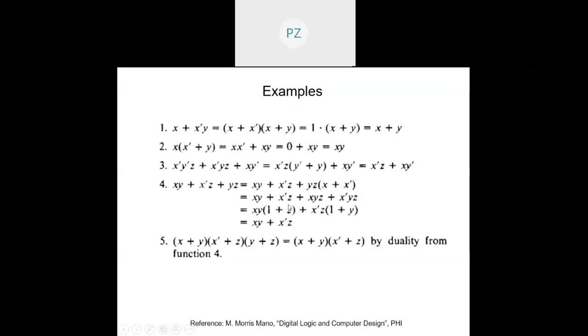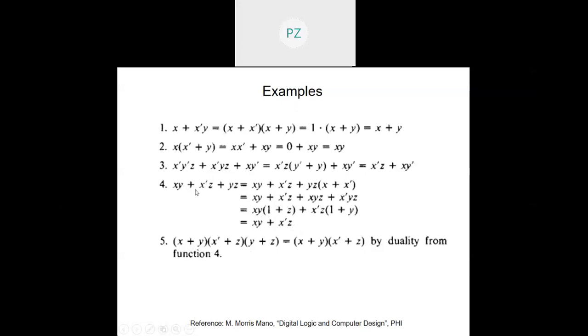Whenever I say take common, that means I'm using the distributive property, right? And plus I can take x dash z common. When I take x dash z common, what remains is 1 from here and y from here. And I know that 1 plus anything is 1 only, and anything anded with 1 gives me the same thing back. So this will be xy and this will be x dash z. So this entire expression can be simplified or minimized like this.